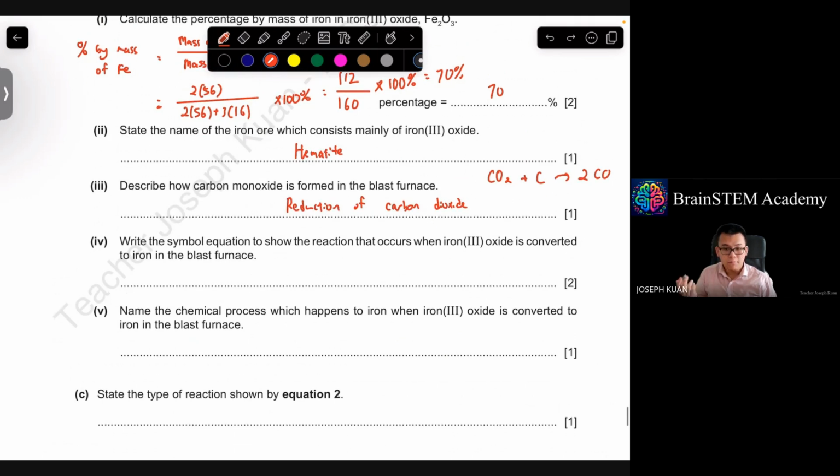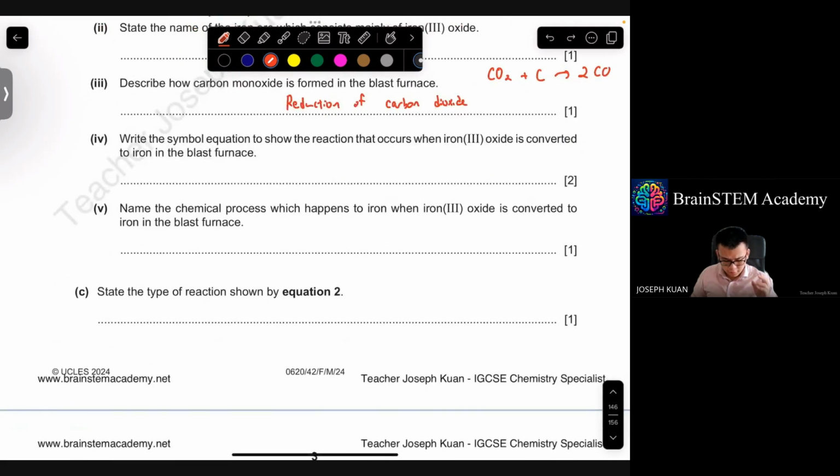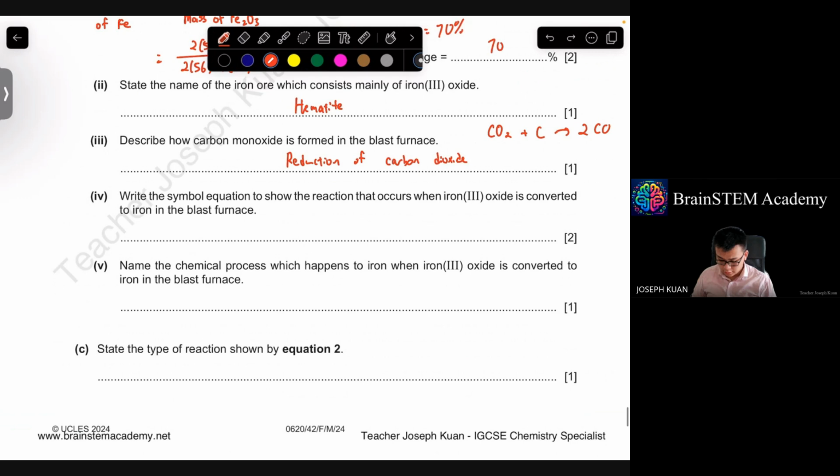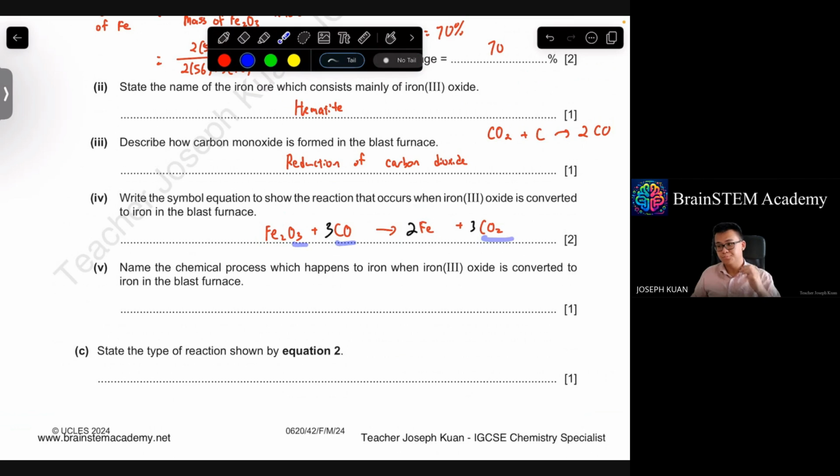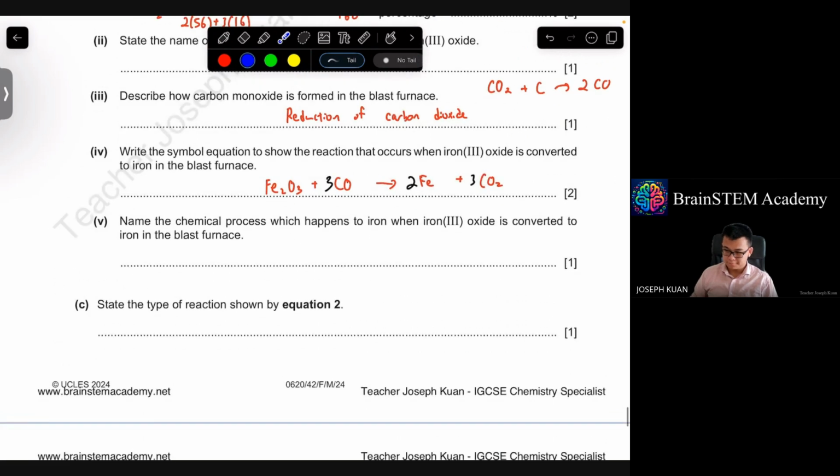Okay. Number 4, write the simple equation to show the reaction that occurs when iron trioxide is converted to iron in the blast furnace. So iron trioxide is reduced by carbon monoxide, forming your pure iron, and then carbon dioxide. So that actually involves 2 iron, 3 carbon, and then altogether 6 oxygen. Okay. Let's move on to the next question.